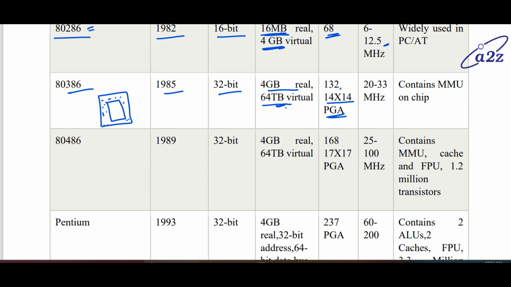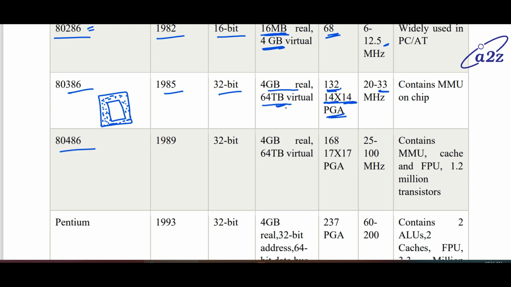It is a square shape, and in the square shape these are the pins. Okay, this structure is known as PGA, pin grid array. So total 14 rows and 14 columns, containing 132 pins. Okay, and clock frequency is up to 33 megahertz.